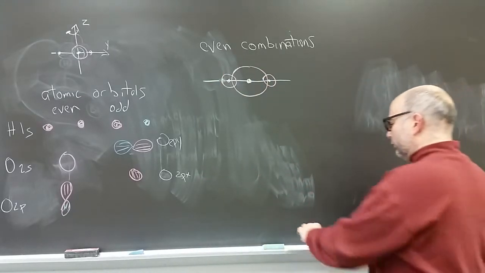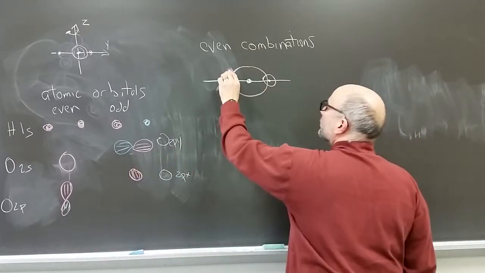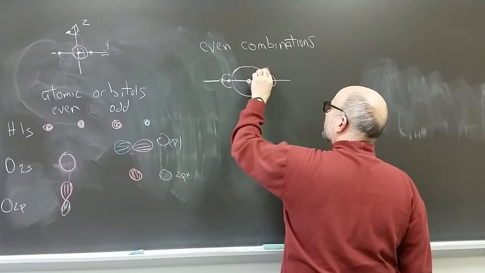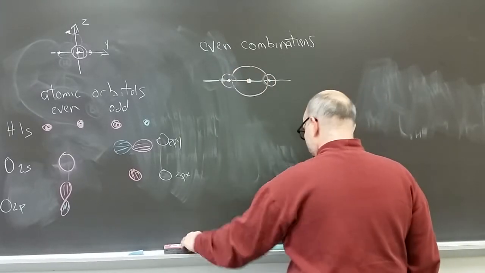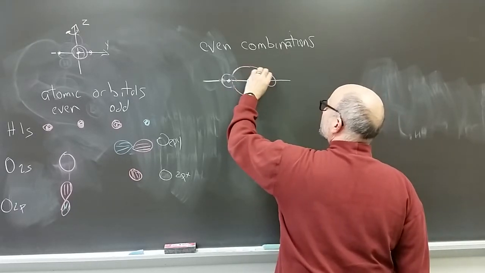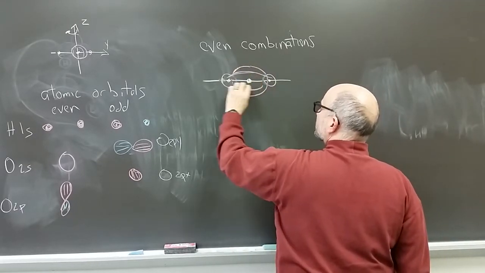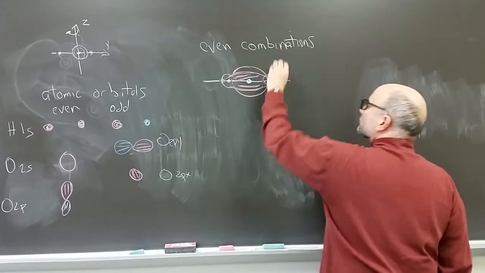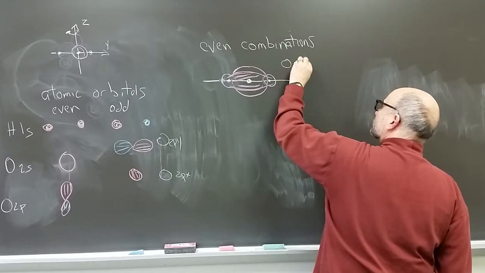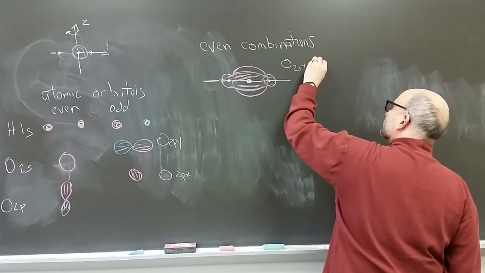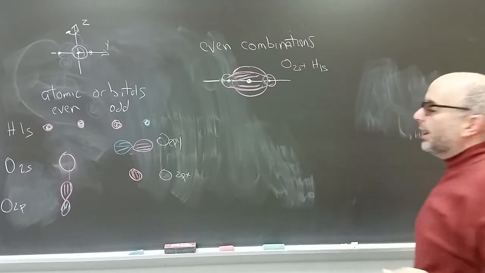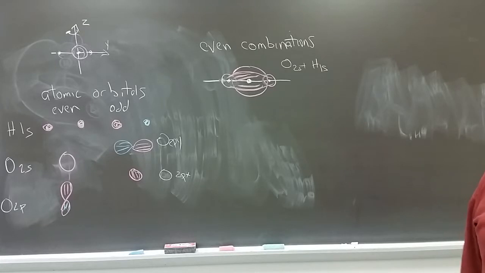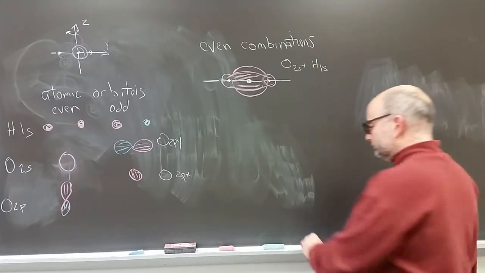So here we've got areas where they overlap. Just fuse them together. So that would be the additive combination. You've got increased electron density around both. So this would be the bonding configuration.